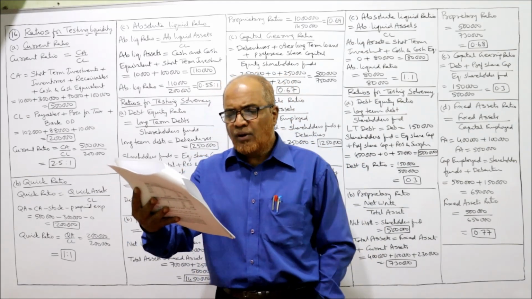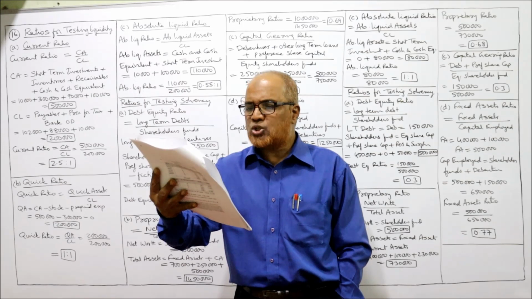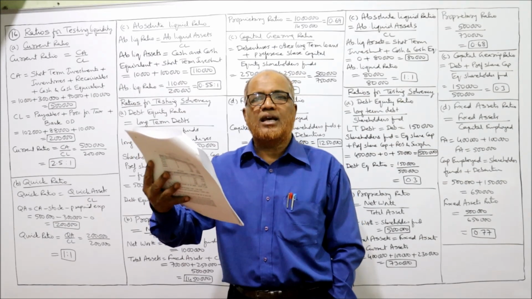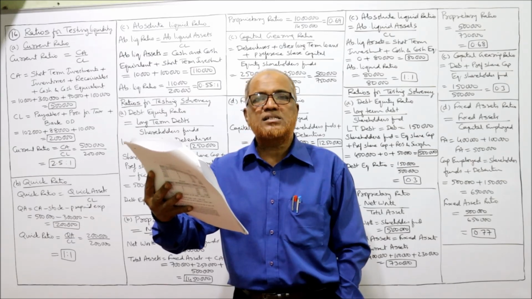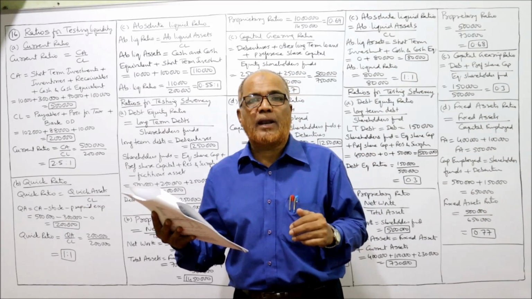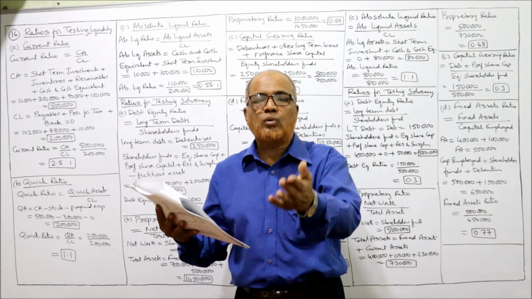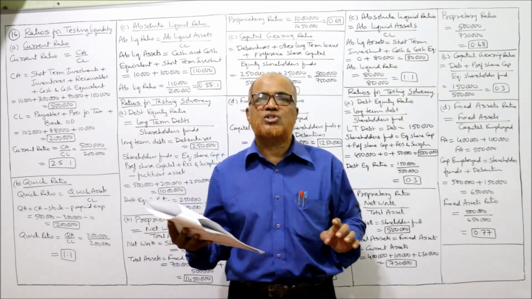The 16th one. Following is the balance sheet of Sagar Limited for the year ending 31st March 2017. Calculate ratios for testing liquidity and testing solvency. It is not specified what ratios you have to apply. Simply, you have to apply the ratios for testing liquidity and the ratios for testing solvency.